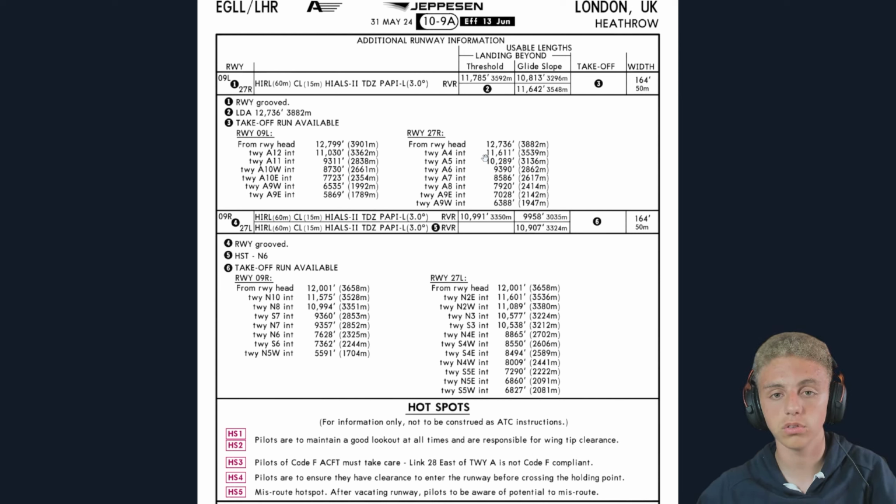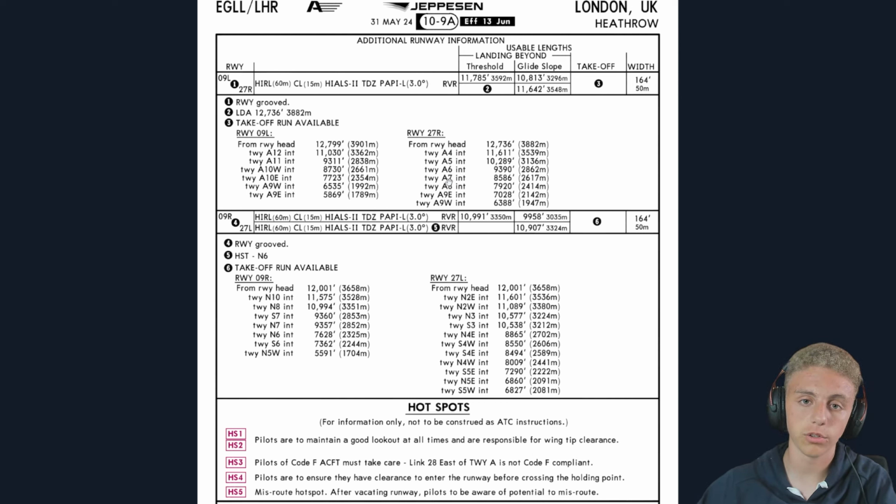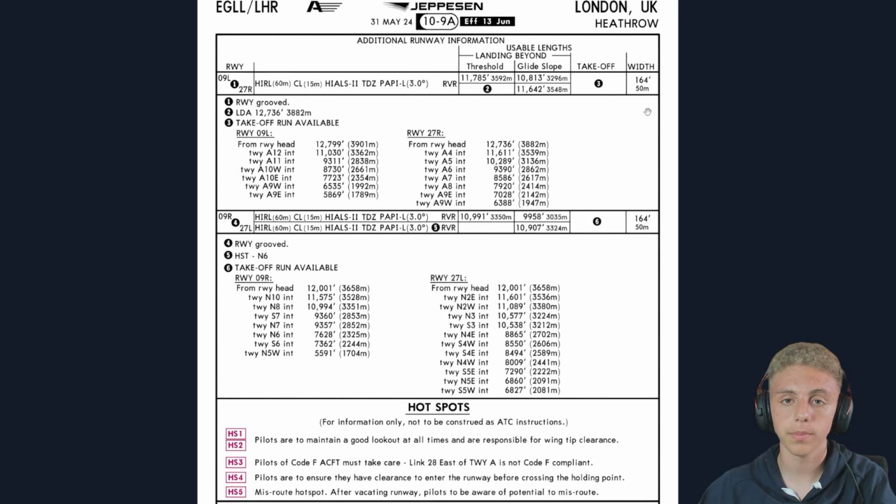Now, takeoff run available. Down here it's self-explanatory. So, for example, from the runway head, you would have 12,799 feet on runway 09 left, and on runway 27 right, 12,736 feet. While from other intersections like Alpha 5, you'd have 10,289 feet. Quite self-explanatory. The width of runway 09 left, 27 right is 164 feet or 50 meters.